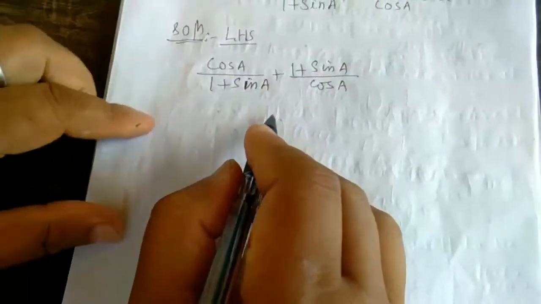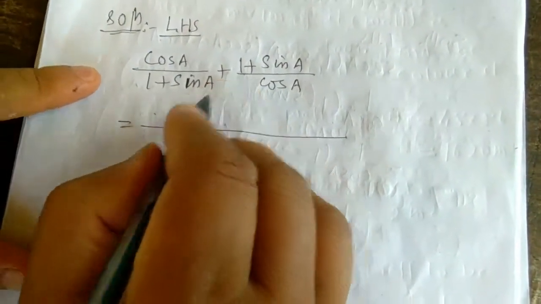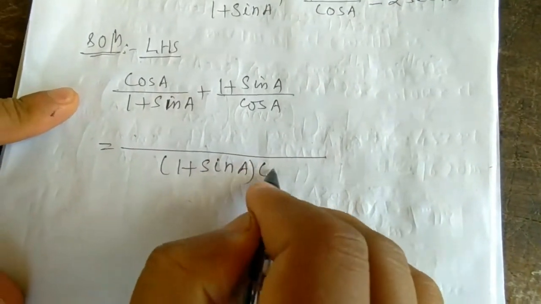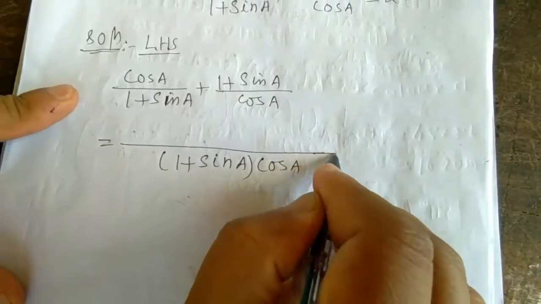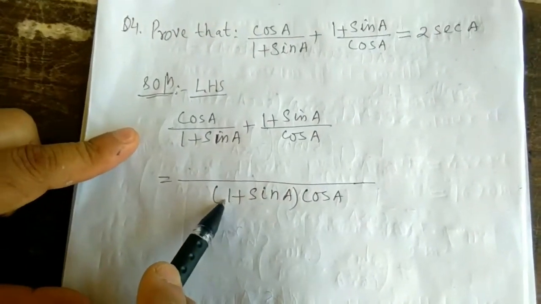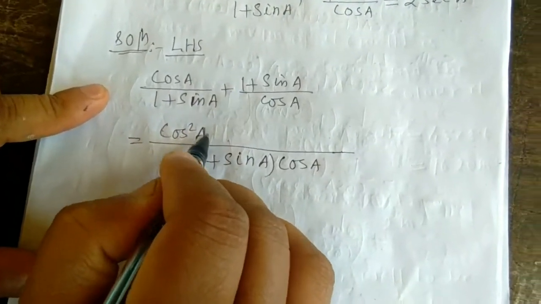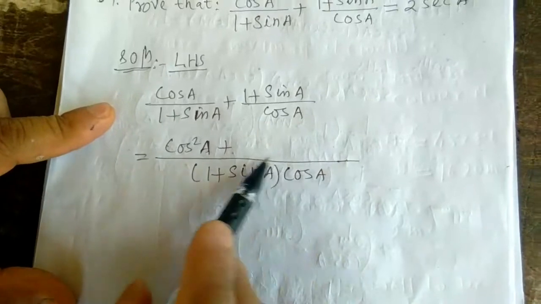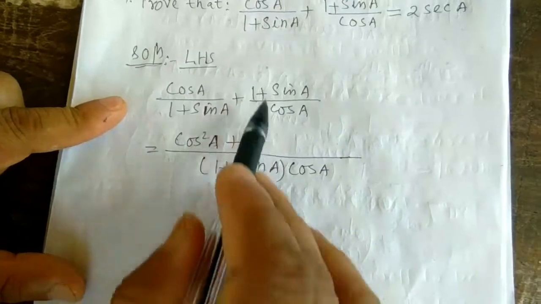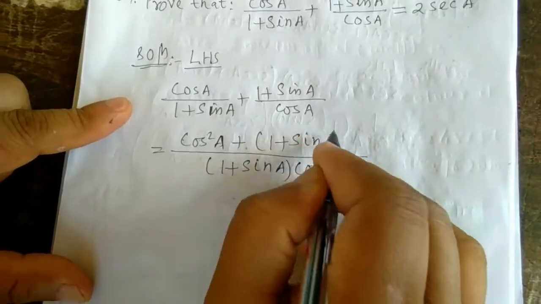Okay, so what to do? First you take the LCM of 1 plus sin a and cos a. So your LCM will be 1 plus sin a into cos a. This is the LCM. If you divide this LCM by this denominator, 1 plus sin a and 1 plus sin will cancel, cos will remain. Cos into cos, cos square a. Okay, plus. Again, if you divide this LCM by this denominator cos A, the cos and cos will cancel. 1 plus sin A will remain. 1 plus sin A into 1 plus sin A, it will become 1 plus sin A whole square.